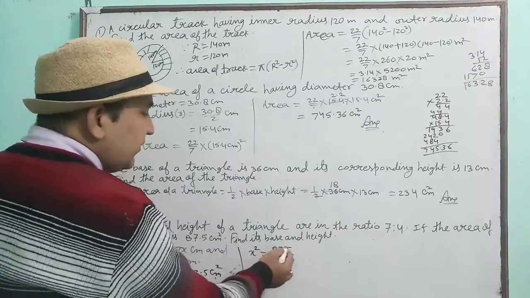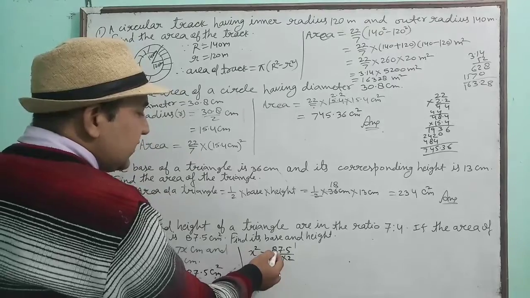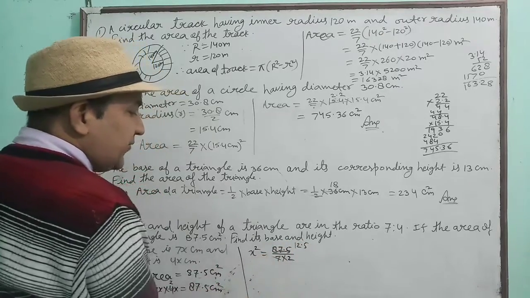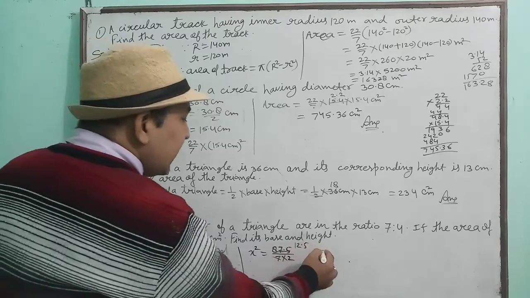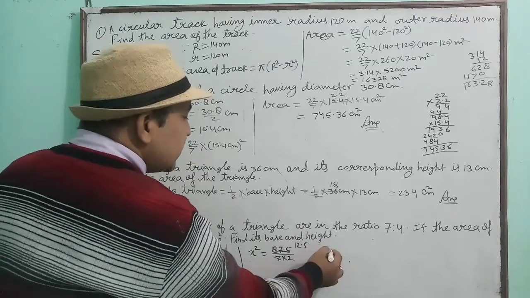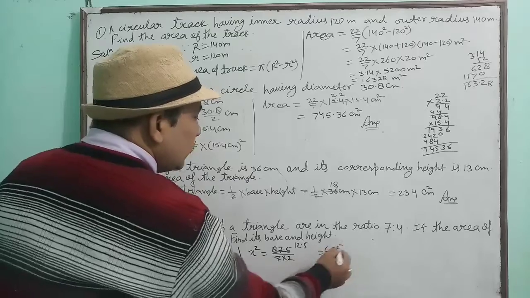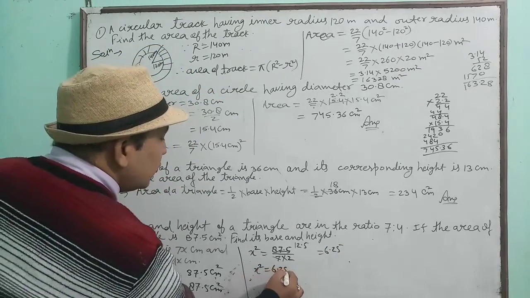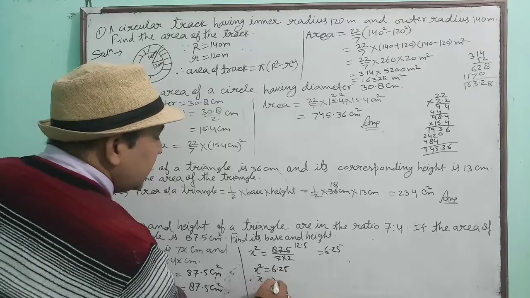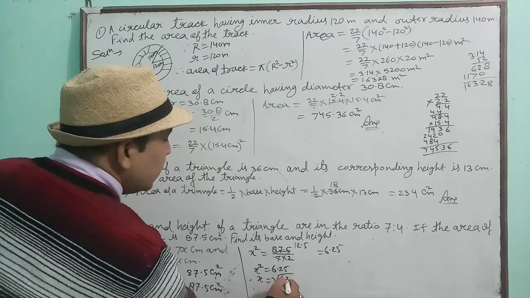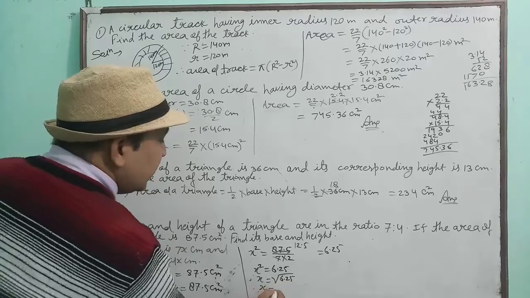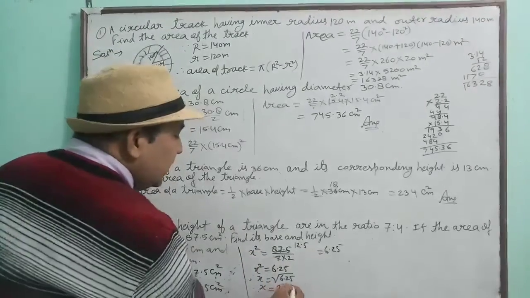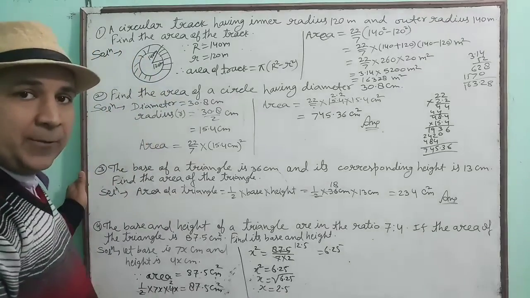Now 7 will divide this number by 7: 1 is 7, 7 2 is 14, 12.5 times. 2 divides this number by 2: 6 is 12, 2 2 is 4, 2 5 is 10. That means x square is equal to 6.25. Then x will be equal to square root of 6.25. Children, when you find the square root of this number, you will get 2.5.